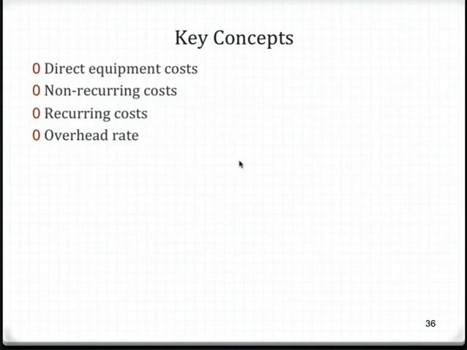So at this point, you should understand the contribution of direct equipment costs, both non-recurring costs and recurring costs, and also the concept of an overhead rate that allows us to account for indirect and other costs such as our infrastructure as well as MAT costs.